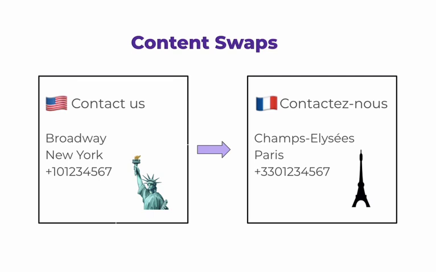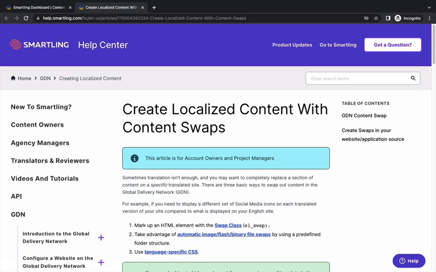In those cases where content needs to be adapted to the target market rather than translated, the GDN allows you to swap out content blocks or images for locale-specific ones. To learn more about content swaps and how to set them up, please visit our Help Center.